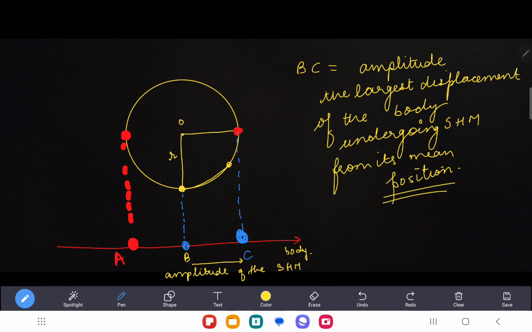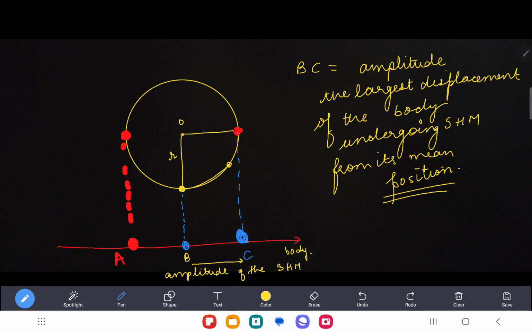Yeah. This is the concept. Any doubts in this? Amplitude, if we draw the graph, would be the height of it, exactly. If the body goes here and comes back, goes here and comes back, this height is called the amplitude. Understood in this part? Any doubts?